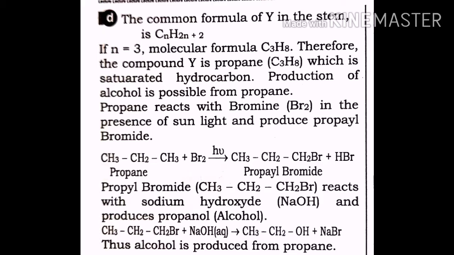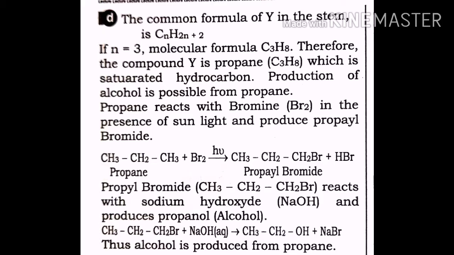When propane reacts with halogen in the presence of sunlight, it will produce propyl bromide. In the given reaction, CH3CH2CH3 plus Br2 produces CH3CH2CH2Br plus HBr. Then this compound, propyl bromide, reacts with sodium hydroxide aqueous solution. Please note that it should be aqueous.